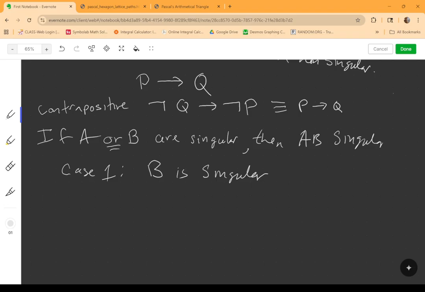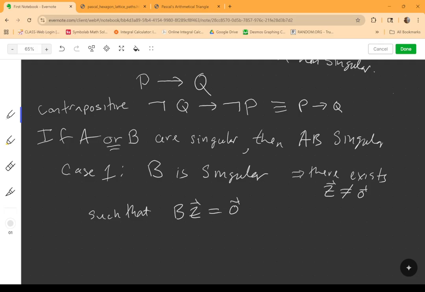Now, again, when constructing a proof, I want to start with my statements and look at what it means to be singular. We have a definition of a singular matrix. In terms of linear systems, what this means is that if B is singular, there exists a vector Z which is not the zero vector, such that B times Z is equal to the zero vector.